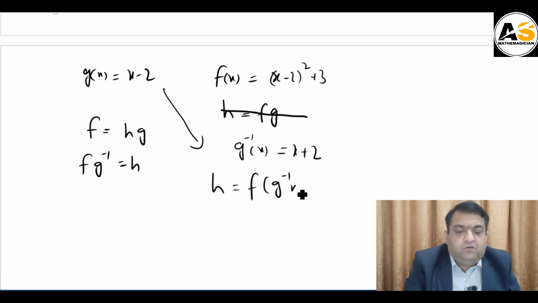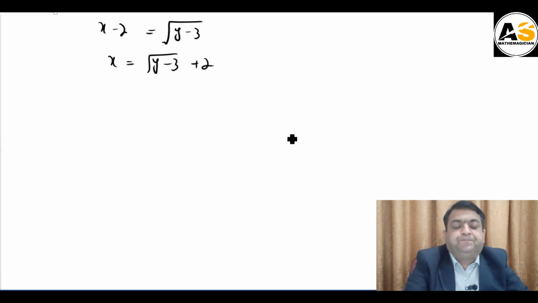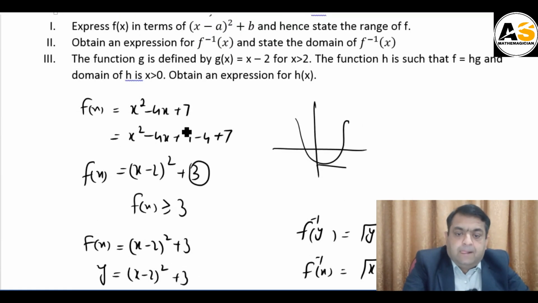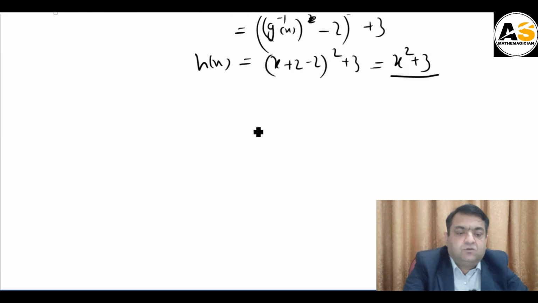h is f of g inverse of x, which will be (g inverse of x - 2)² + 3. g inverse of x is x + 2, so (x + 2 - 2)² + 3. This will be x² + 3. This is h of x, which we have calculated. With x greater than or equal to 0, we have already obtained the expression: h of x is equal to x² + 3.